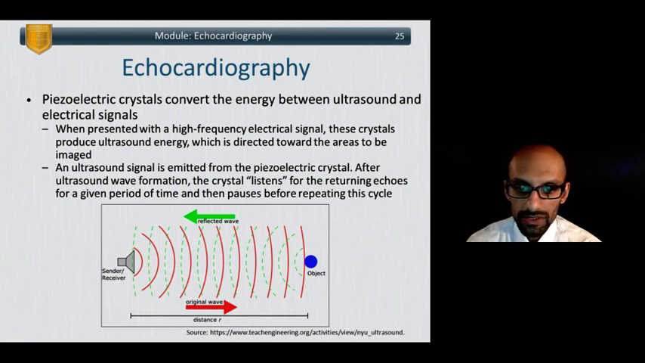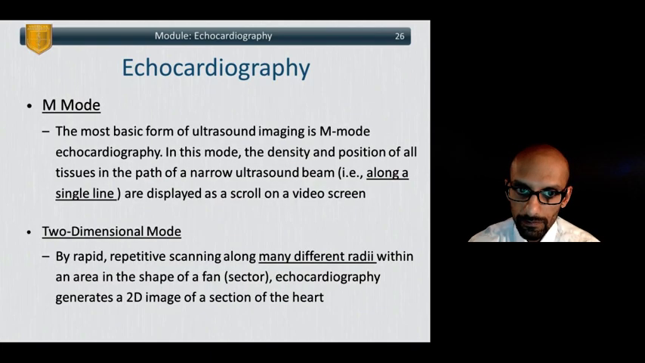Okay, and that's what this image down here shows you. You have the primary waves and the reflected waves, which the receiver interprets. So, know these terms. M-mode echocardiography is the most basic form of ultrasound imaging. In this mode, the density and position of all the tissues in the path of a narrow ultrasound beam, basically along a single line, are displayed as a scroll on a video screen. Okay, and this is what you can do across a valve, for example, to show the velocity of flow, for example.